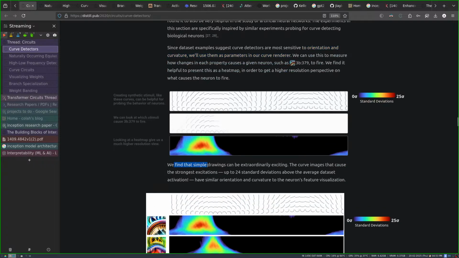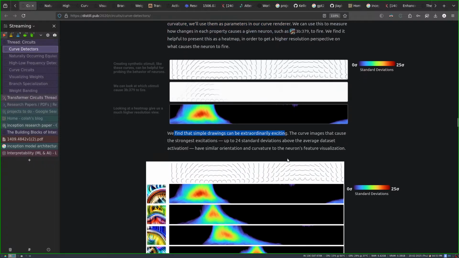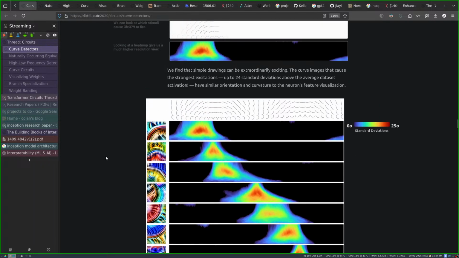We find that simple drawings can be extraordinarily exciting. The curve image that causes the strongest excitation is up to 25 standard deviations above the dataset activation of similar orientation and curvature to the neuron's feature. Sharp.